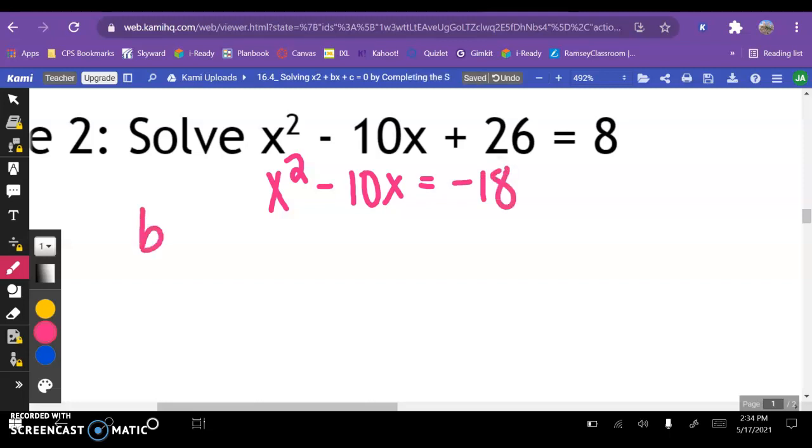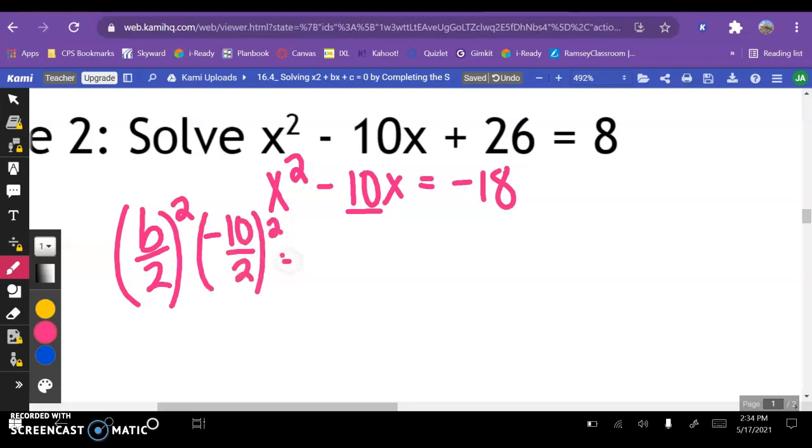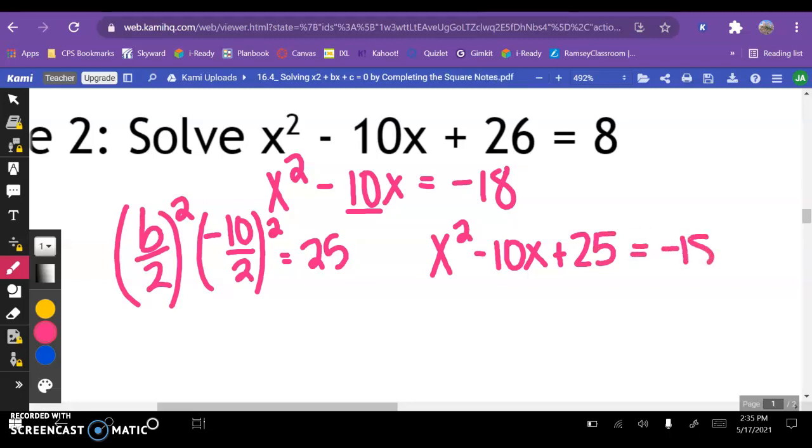Now I have to do b over 2 squared. b is negative 10 here. So negative 10 over 2 squared would be negative 5 squared, which would be 25. So we have x squared minus 10x plus 25 equals negative 18 plus 25. And when I do negative 18 plus 25, I get 7.